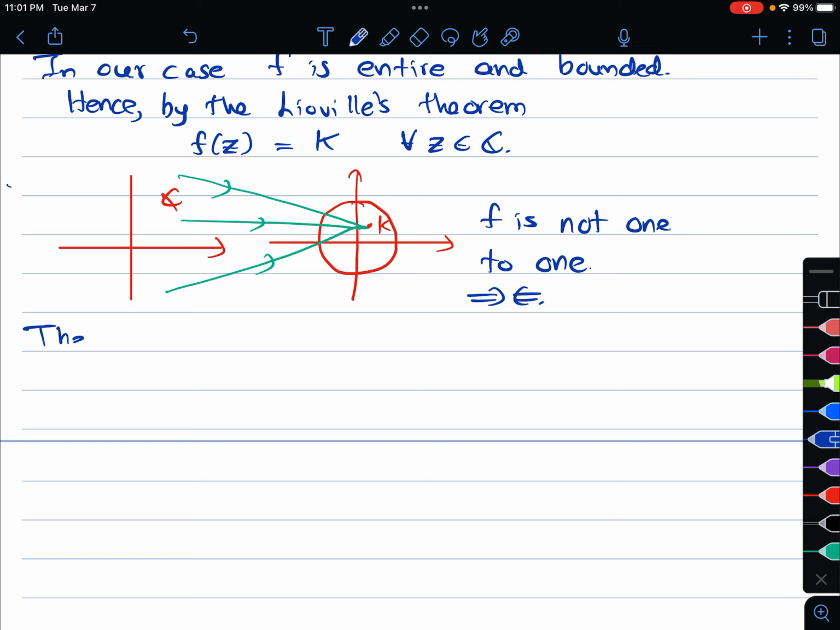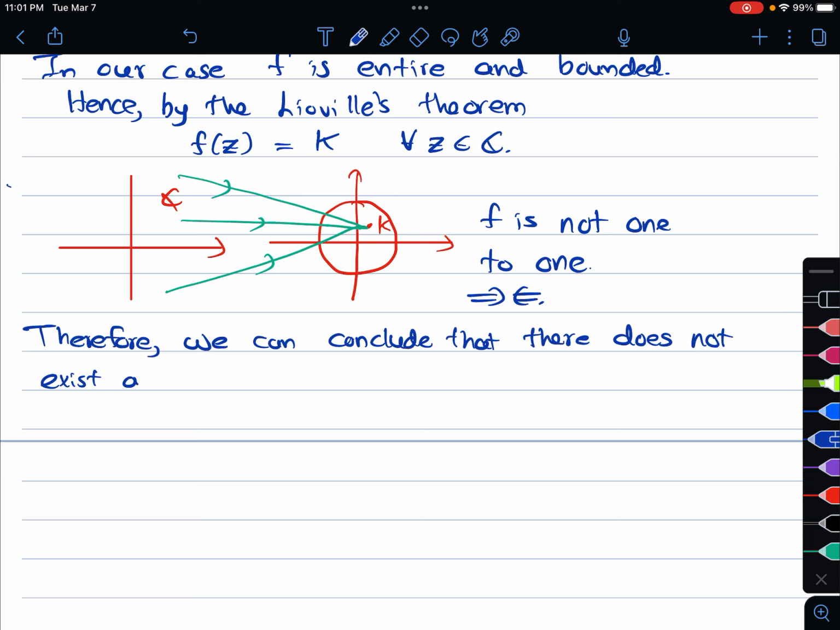Therefore, we can conclude that there does not exist a conformal map from the complex plane to the unit disk.